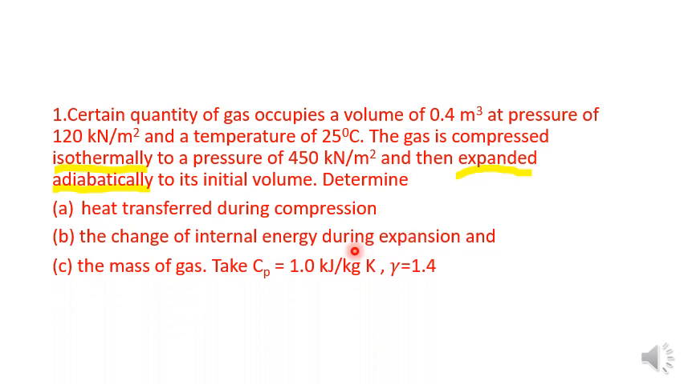Next, the mass of the gas. You have to calculate the mass of the gas. They gave the Cp value and the gamma value. By using these two values, we can calculate the Cv value. We know the relation between Cp, Cv and gamma: the adiabatic index gamma is equal to the ratio of Cp by Cv.